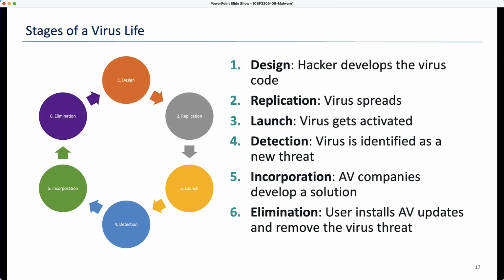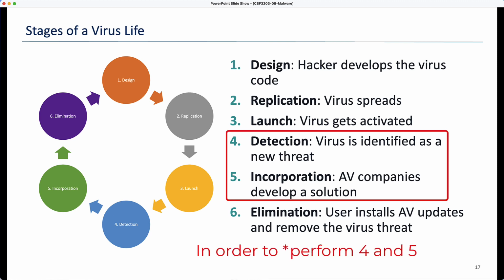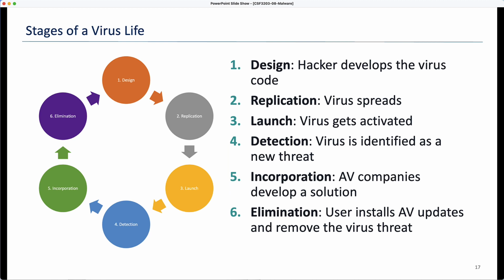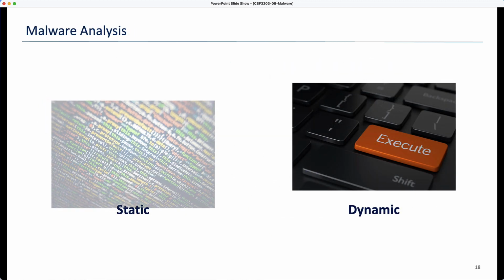What you're looking at here are the stages of a virus's life. In order to detect number 4 and 5, security professionals must understand what the virus does and how it works. Therefore, we perform what we call malware analysis. Malware analysis, by definition, is the study of the functionality, origin, and potential impact of a given malware. There are two types of malware analysis.